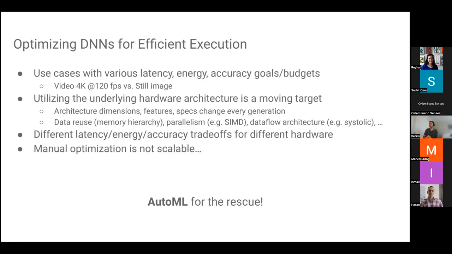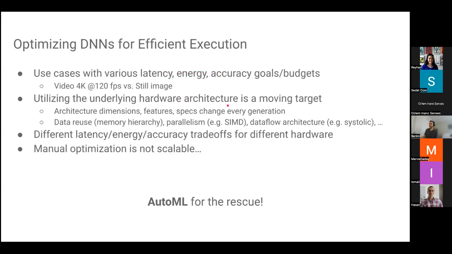So you can optimize for latency, energy, accuracy, right? So for example, if this is a still image, you take the picture, you process it later, you have plenty of time, so you can optimize for accuracy. But for 4K video, you cannot have extremely high accuracy networks because you have a very limited time budget. So that makes this optimization even more challenging, because there is no, again, single point to optimize for. There's a variety of goals and budgets in terms of your metrics.